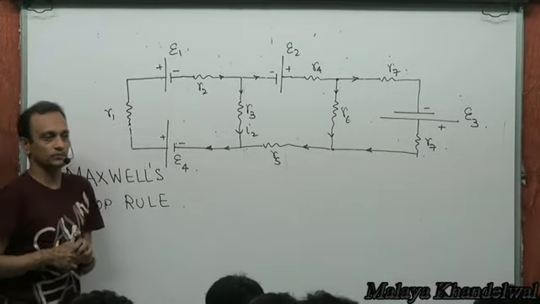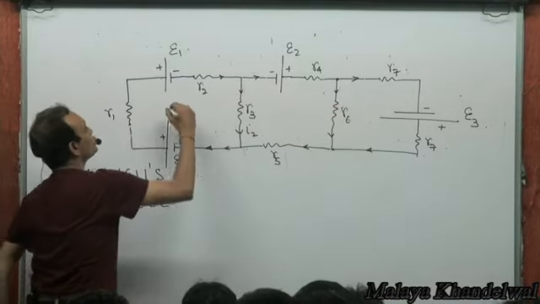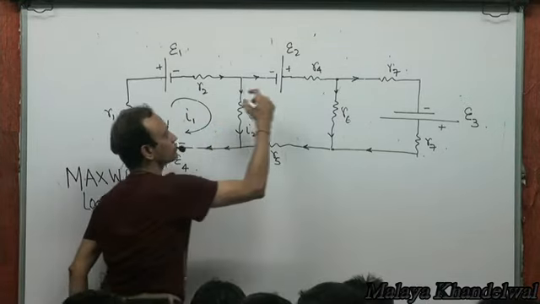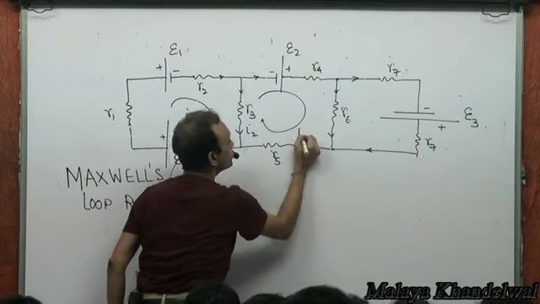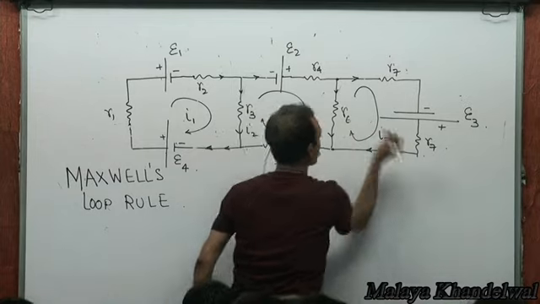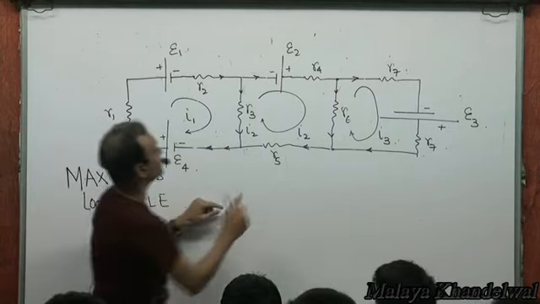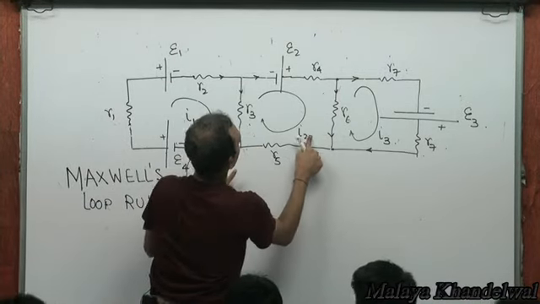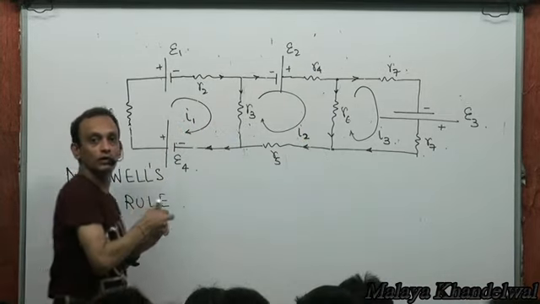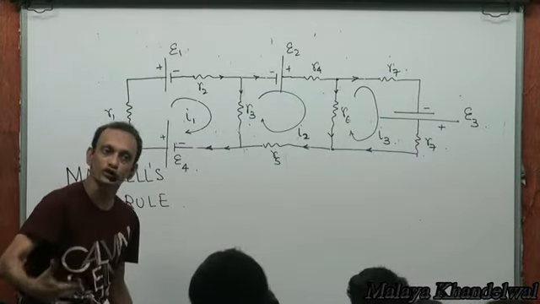What I assume is a current for every loop. There are three loops, so I will assume a current for every loop. Say I1 like this for this loop, I2 for this, and I3 for this loop. I1 through this loop, I2 through this loop, and I3 through this loop. Currents through the three loops.